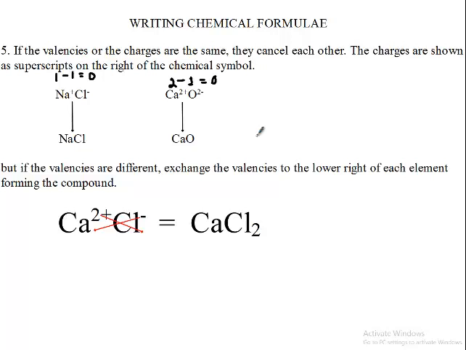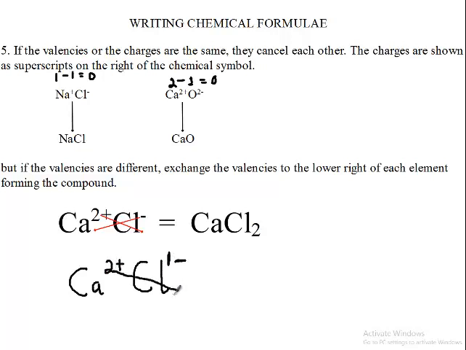Now in situations where the valencies are different, for example, if you have calcium, it has a charge of plus 2. Chlorine has a charge of minus 1. Here, the charges are different. So this is what is going to happen. We assume this is a negative sign, so the number in front of chlorine will be 1. And then clearly we see the number in front of calcium to be 2.